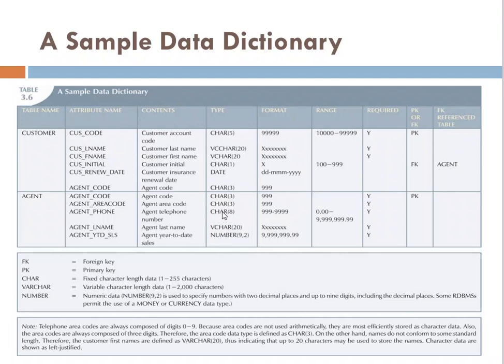So if you learn programming, characters can also be used for numbers. So this is the format, the range from this to this. This is one example of a sample data dictionary.